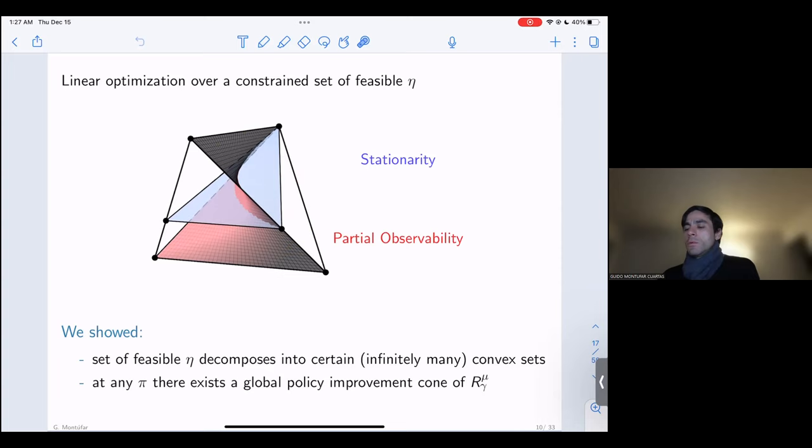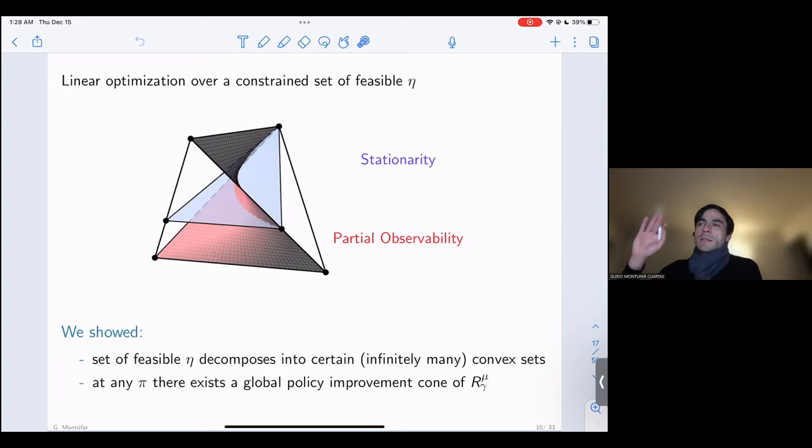Ultimately the intersection of these two constraints is some set. In this case, it is this curve, and that is the feasible set of state action frequencies. What we could do is decompose that set into a bunch of convex pieces. And each of those convex pieces was in fact a polytope. And over each of those, we could conclude where the optimum is: in a face or in a vertex.